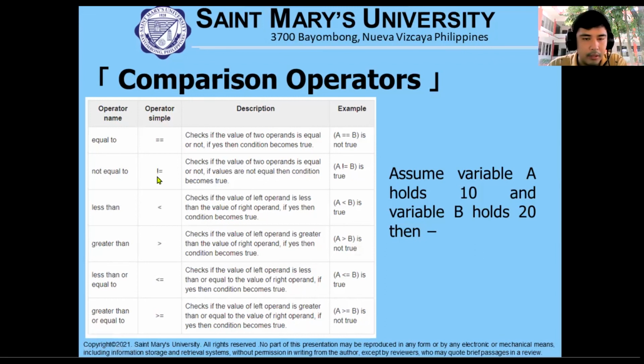Next one is not equal. It checks if the two operands are equal or not. If the values are not equal, then the condition becomes true. So 10 not equal to 20? Yes, so that is true. And then less than. As the name implies, 10 less than 20, true. And then greater than: 10 greater than 20? No, not true. And then another one, less than or equal, and so on.